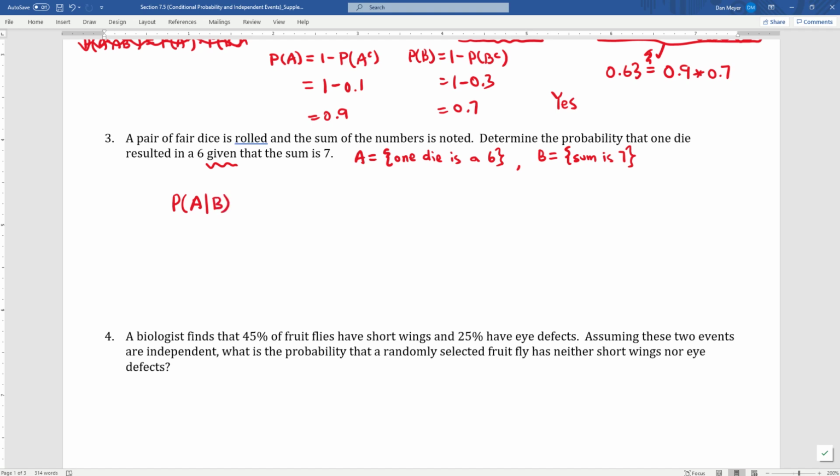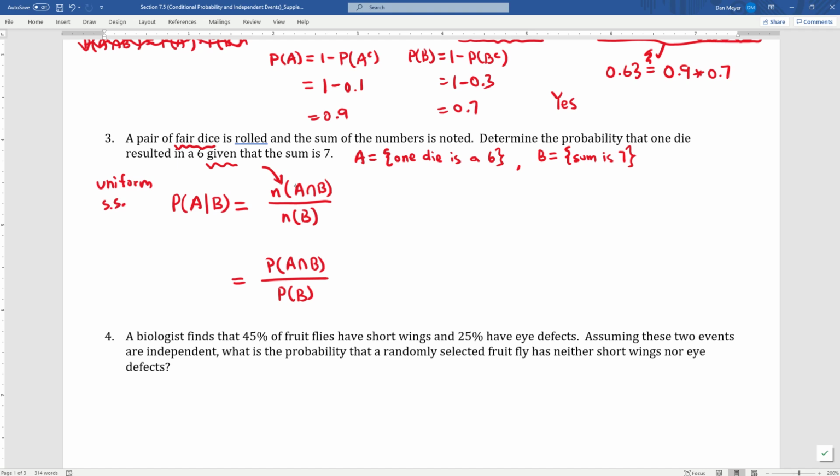There's a couple of formulas that might work for us. There is a counting version, the number of things in A intersect B divided by the number of things in B. And there's also a probability version: the probability of A intersect B divided by the probability of B. We're able to use the counting version in this case because we're talking about a uniform sample space. When we roll a pair of fair dice, we have a uniform sample space here, so we can use the counting version.